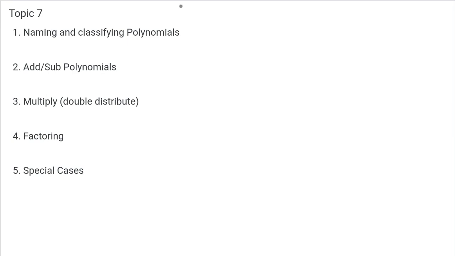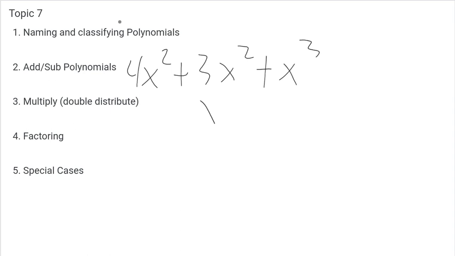Naming and classifying, so that was our monomial, binomial, trinomial, polynomial, and then first degree and second degree. Adding and subtracting of polynomials, we can only do that if they match in exponent. So we would want to write in standard form, so biggest exponent first, add the coefficients like that.